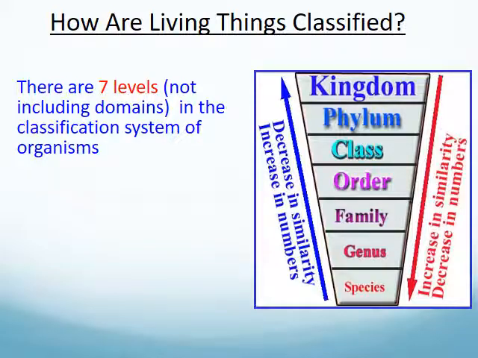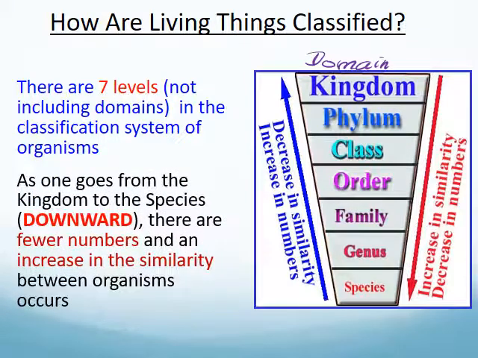Okay, so how are things classified? There are 7 levels, not including the top one, which is domain. There are 7 different ways that you can organize the system. As you go down from kingdom to species, there are fewer numbers, and there's an increase in the similarity of your species and of your organisms. So coming up here at kingdom, there's tons and tons of species of different organisms in there, and then the numbers dwindle, and then you stop with 1.